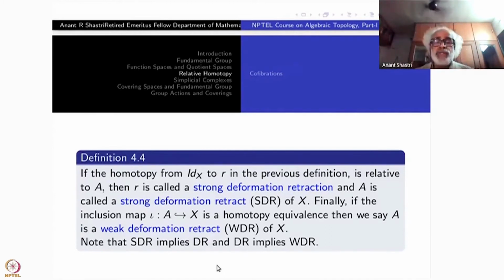Therefore, SDR implies DR implies WDR. Strong deformation retract implies deformation retract implies weak deformation retract. The caution here is that if you are referring to various books, they may differ in the definitions.